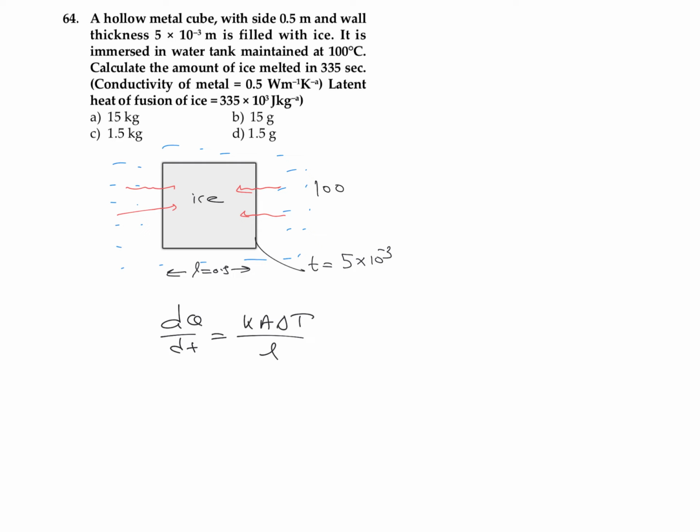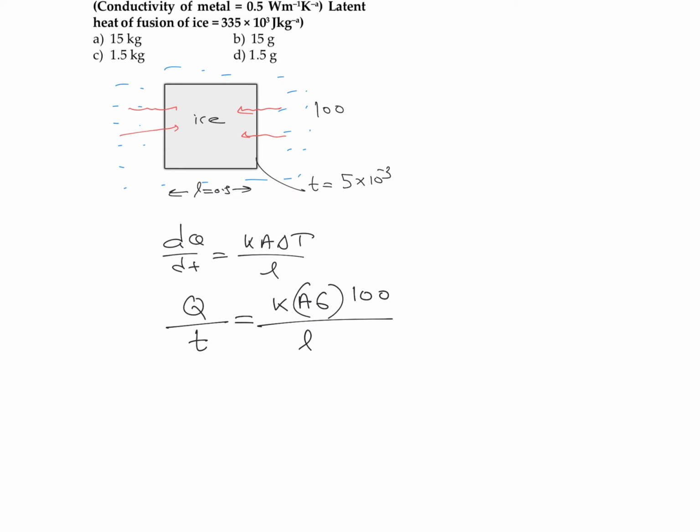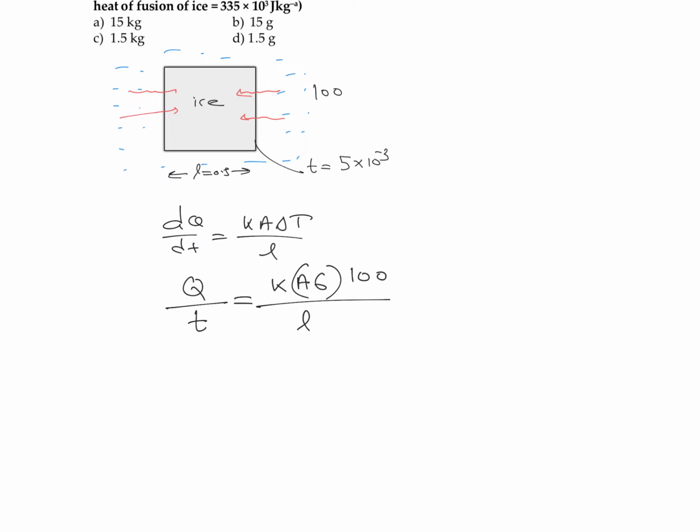So we can write dQ as the amount of heat energy Q flowing for a time t seconds, is equal to K into, and we know that for a cube there are 6 faces. So if the area of one face is A, the total surface area will be 6 A, the total cross-sectional area through which the heat is flowing, into delta T, which is the difference in temperature, which we can take as 100, divided by L, the thickness of this arrangement. So this Q can be written as nothing but the mass into latent heat.